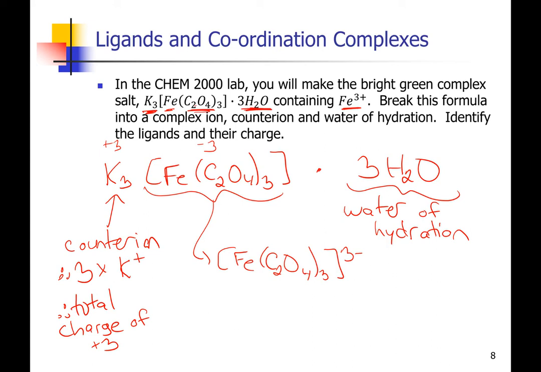What about the charges on the ligands? Well, we follow similar logic. The charge on our iron, the oxidation state, is +3. We were told that up here. Which means that if the overall complex has a charge of -3, then our 3 ligands have to have a total charge of -6. And since there are 3 of them, each of those ligands has to have a charge of -2 in order for the overall species to have a charge of -3.